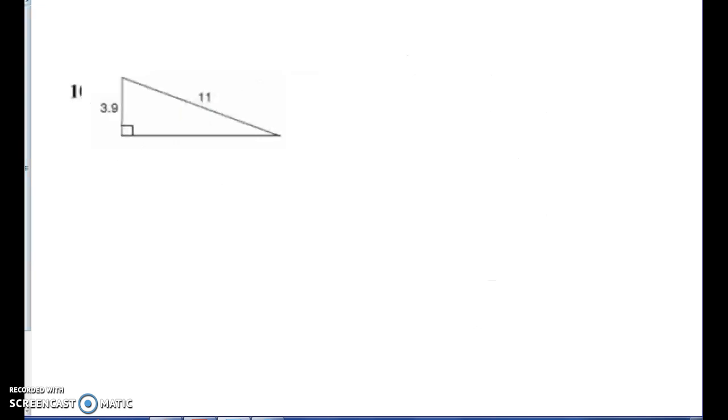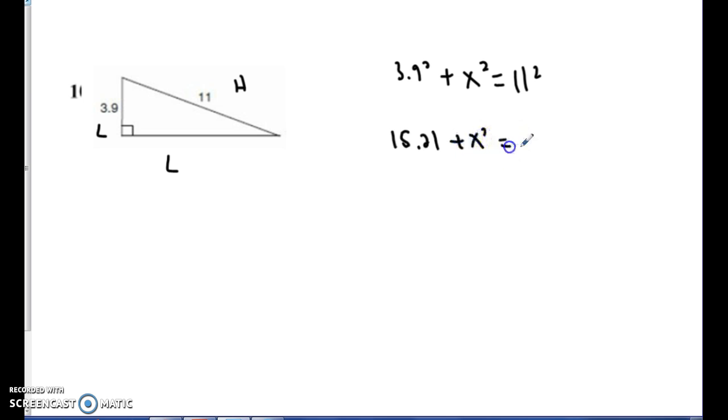So let's look at number 10. Same basic idea. Looks like I have a leg and a hypotenuse. I'm trying to figure out what my leg is. So I'm going to do 3.9 squared plus x squared equals 11 squared. 3.9 squared is 15.21 plus x squared equals 121. So I'm going to take 121 and subtract 15.21 from both sides. So I have x squared equals 105.29. Then I'm just going to square root both sides, and I'm going to round it, and I'm going to get x to be 10.3.